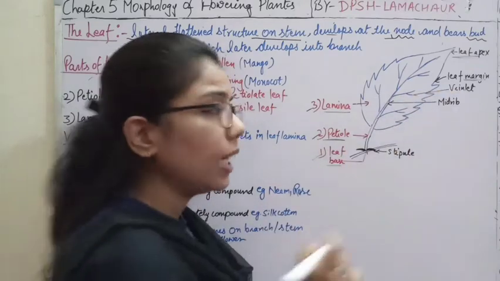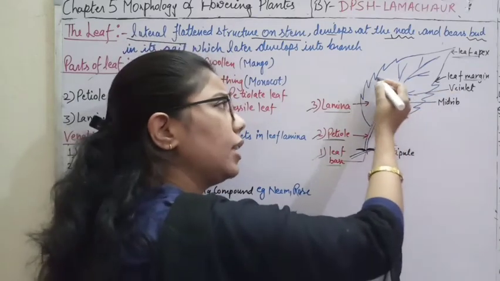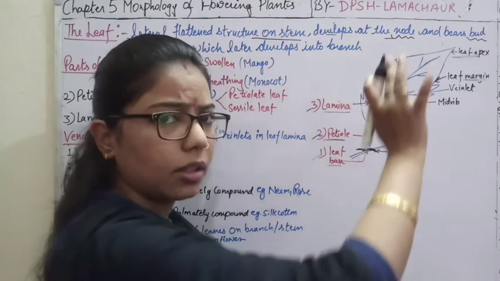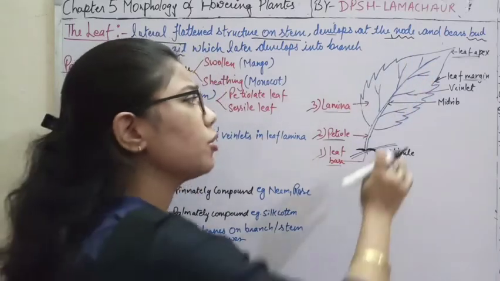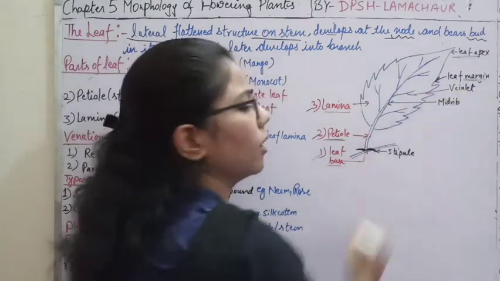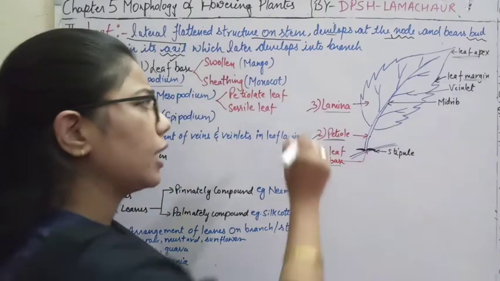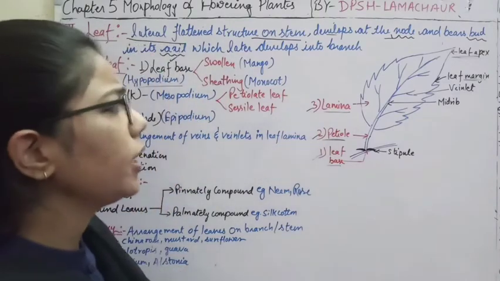So we can say these are the veins, and when there is a network of such veins, we will say veinlets. So that much is there in case of the lamina. We are having different parts.